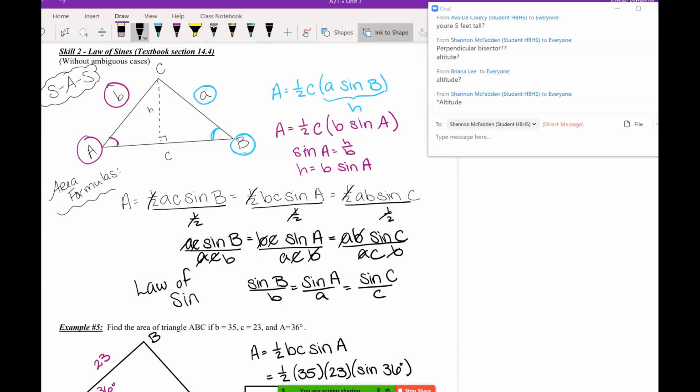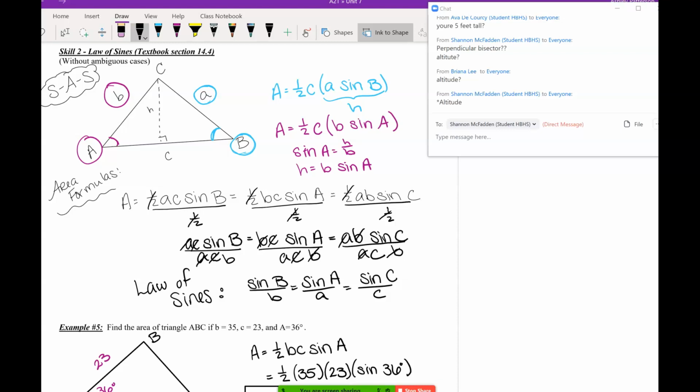Ladies and gentlemen, this is another resource for us to be able to find missing side lengths and missing angle measures when we're given a specific triangle. And this is super helpful because trig ratios, sine, cosine, tangent, those can only be used for right triangles. The law of sines, these proportions, these ratios, can be used for a non-right triangle.